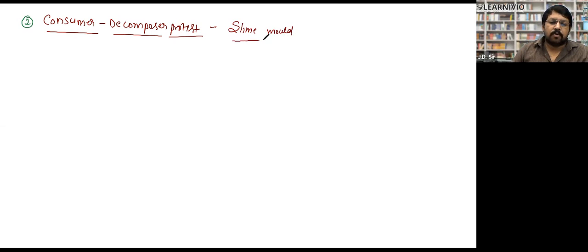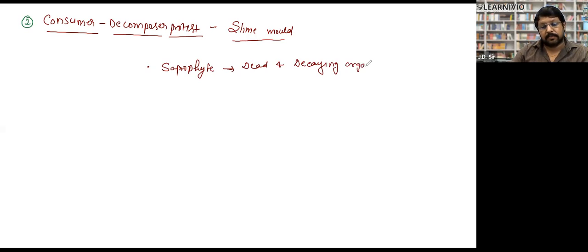So slime molds are basically saprophytes. Saprophyte means they depend for nutrition on dead and decaying organisms, or organic matter. It may be a plant part or an animal part.